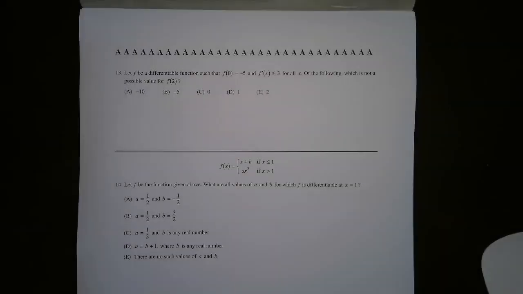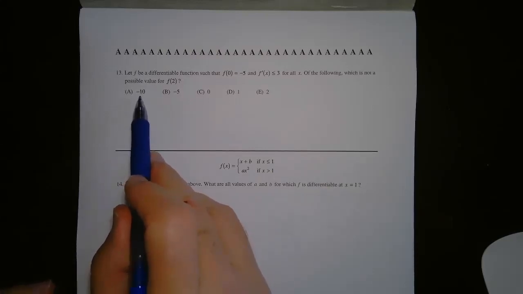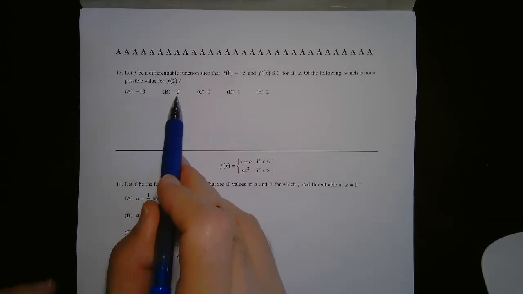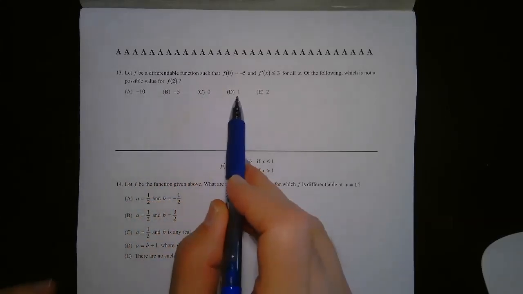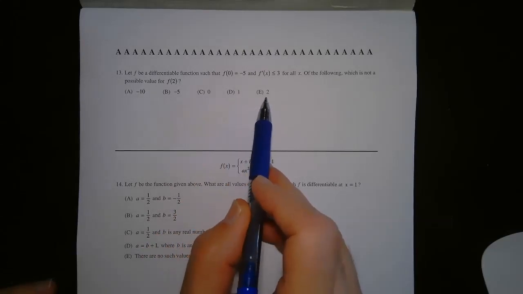All right, for number 13, okay, let f be a differentiable function such that f of 0 is equal to negative 5. f prime of x is less than or equal to 3 for all x, okay? Of the following, which is not a possible value for f of 2, okay? So basically what this is saying is that f of 2 is equal to negative 10, or f of 2 is equal to negative 5, or f of 2 is equal to 0, or f of 2 is equal to 1, or f of 2 is equal to 2, okay?